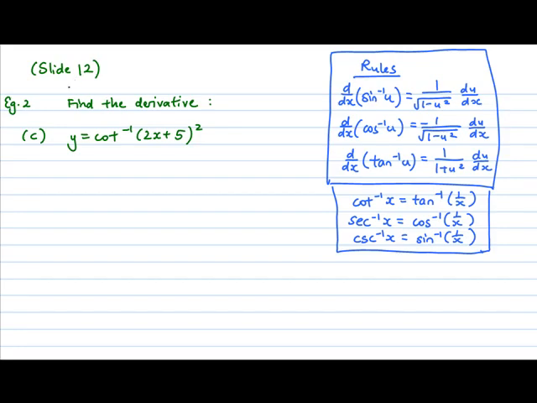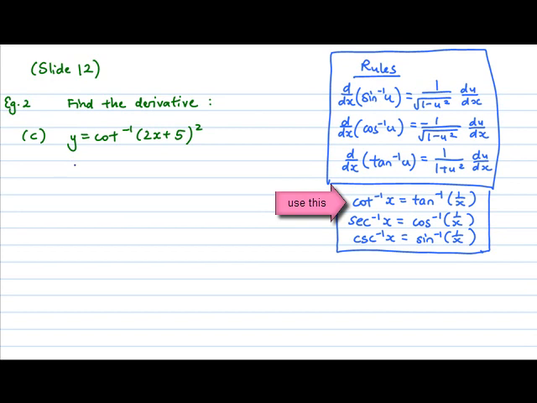This example can be found on slide 12, example 2c. Now this is quite tough. I need to differentiate cotangent inverse, but I'm only given sine inverse, cosine inverse, and tangent inverse. Hence, I will need to use one of these rules that was in the first example that I've gone through, where cotangent inverse is actually tangent inverse of the reciprocal. So use this relationship to change this question first.